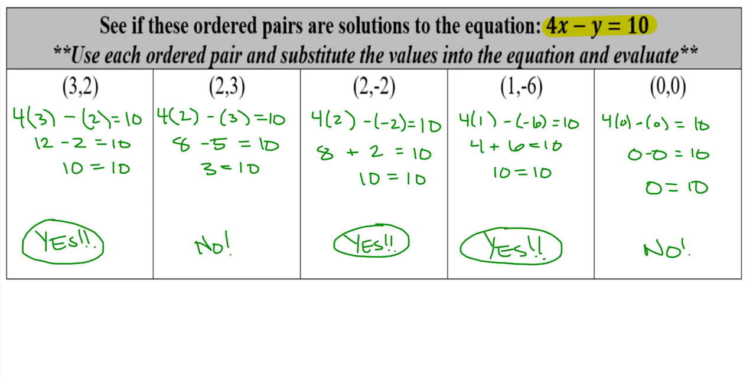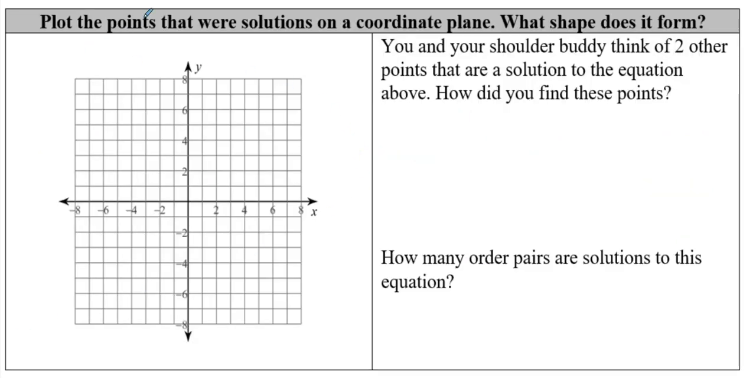All right, let's take a look at this graph here. It wants us to plot the points that were solutions on the coordinate plane. So looking back at those 3 out of 5, let's go ahead and graph these. Okay, so the first one that was a solution was (3, 2). So I'm going to graph that dot right here. Let's see, we also have (2, -2). And we also have (1, -6).